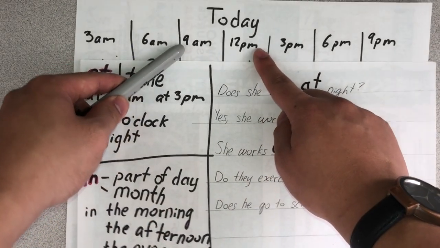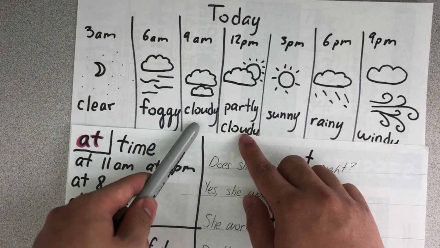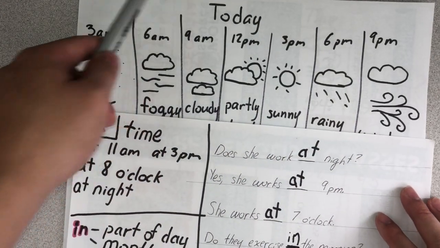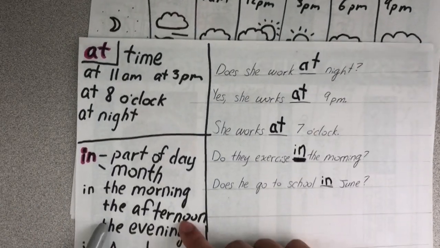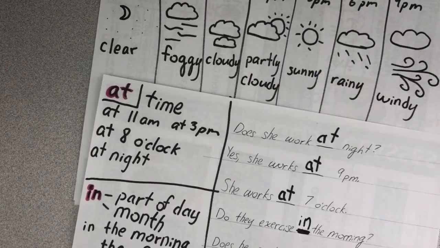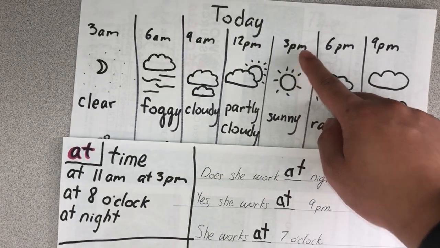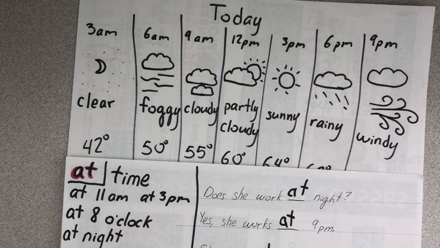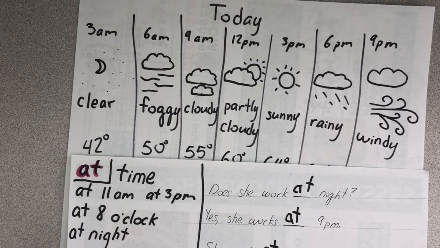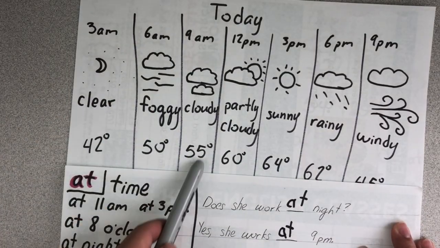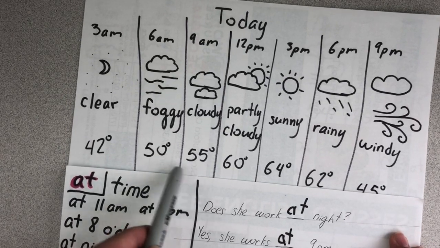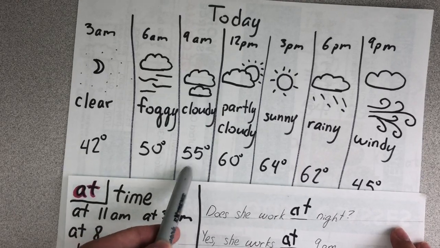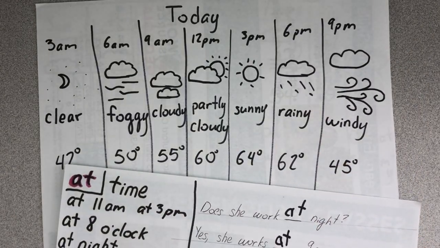What is the weather in the morning? It's cloudy in the morning. It's partly cloudy in the morning. What is the weather in the afternoon? In the afternoon is around 3 p.m. It's sunny in the afternoon. What is the temperature in the morning? In the morning, the temperature is about 55 degrees. What is the weather at 9 p.m.? At 9 p.m., it's windy.